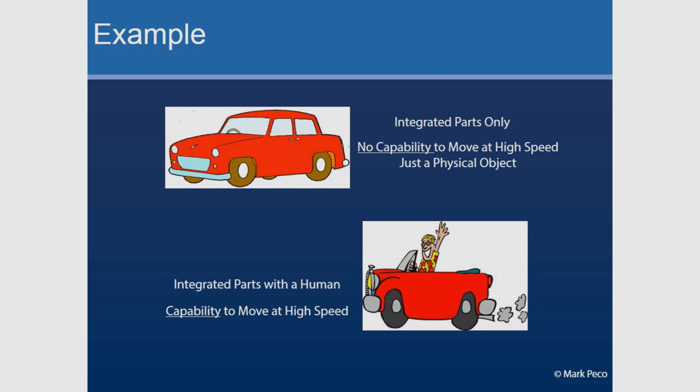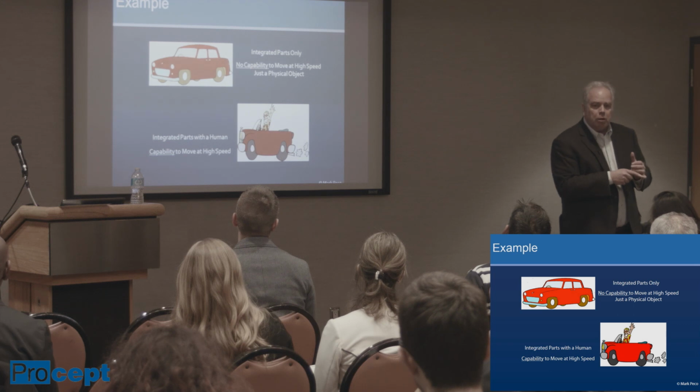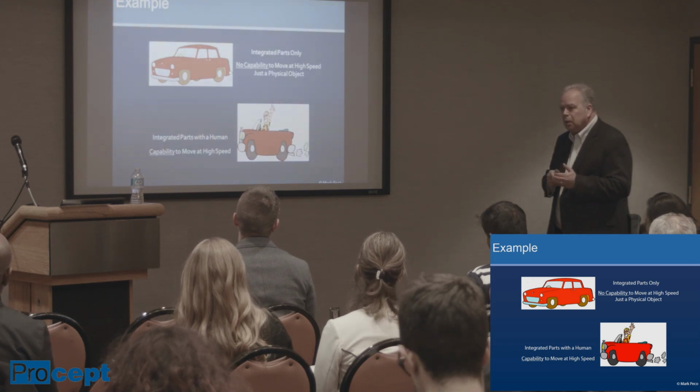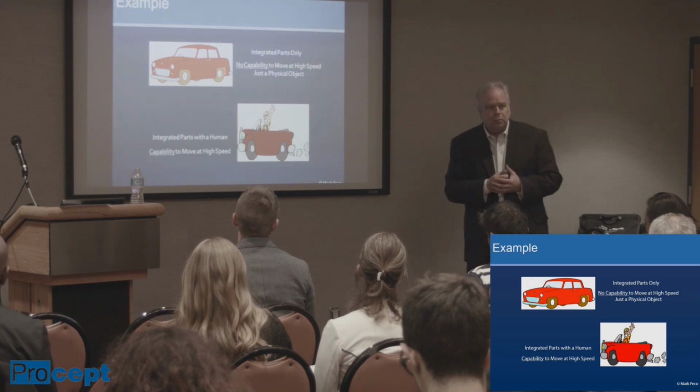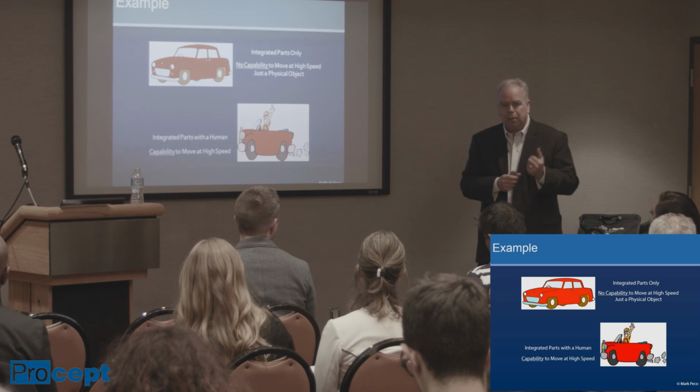Now you think of the human as having all the potential, all the training, all the necessary skills to give motion to that car. So the human by themselves cannot go 100 kilometers an hour. The idle car by itself cannot go 100 kilometers an hour. Combined, they can.